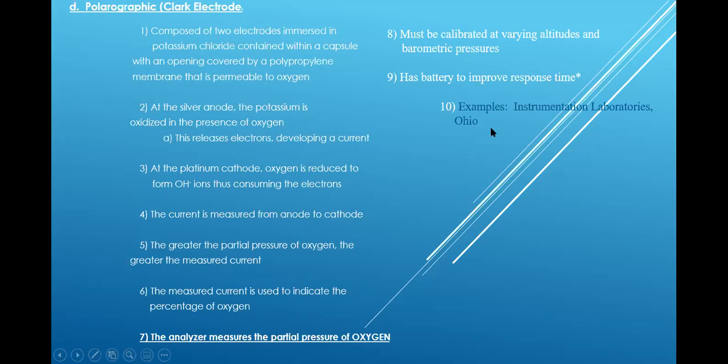Okay, so all you need to know about the electrochemical analyzer is that it has two types, the galvanic and polarographic, right? But both of them measure the actual partial pressure of oxygen.